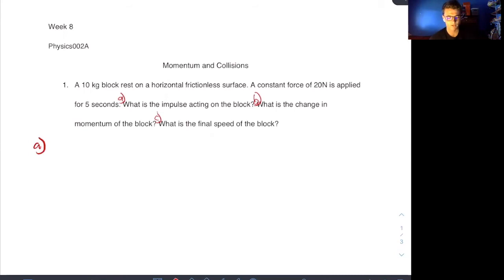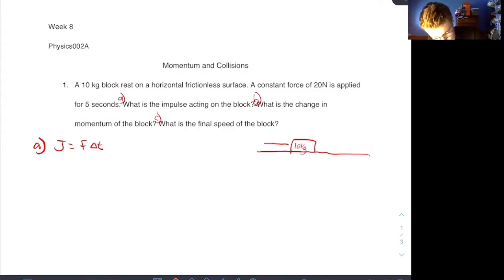Okay, so A, what is the impulse acting on the block? Well, what do we know about impulse? We know that impulse is just the force times the amount of time the force is being applied. If we draw out what's going on to get a better visual, we have a 10-kilogram block, and a force of 20 newtons acting on this block. And this is happening for how long? 5 seconds.